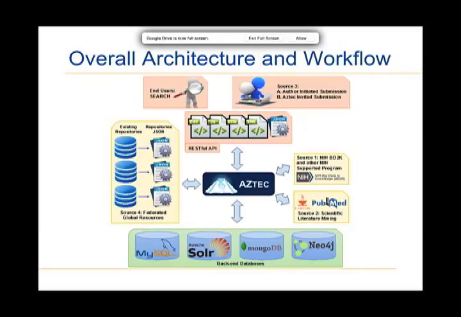On the left side, we show the initial resources that are retrieved through publicly accessible registries and converted into JSON format. And on the right, we demonstrate that Aztec also provides a platform to incorporate data from 4 primary sources, as I mentioned before. And on the bottom, we have the different technologies that are used to support our search service.